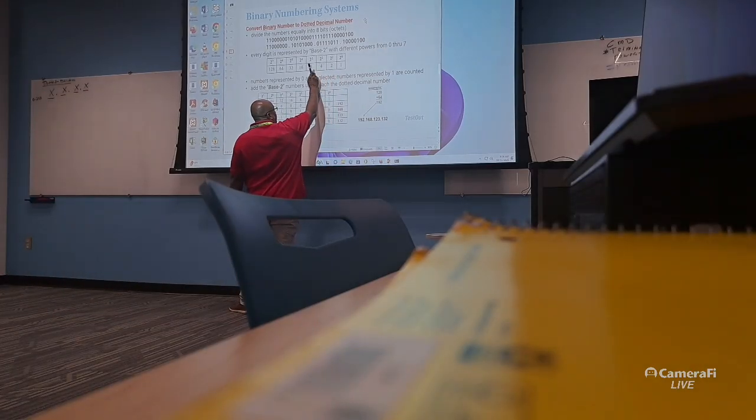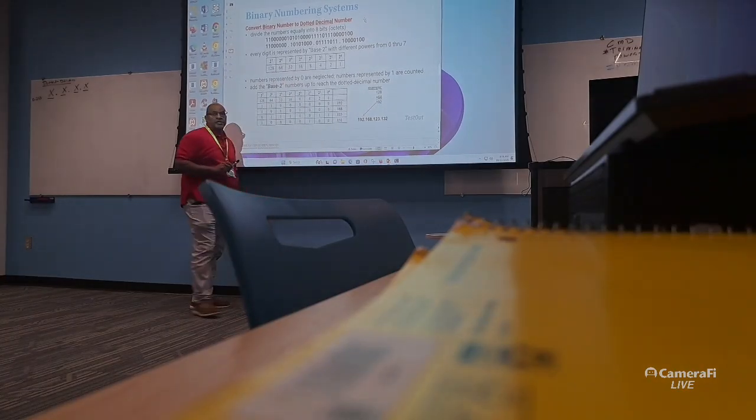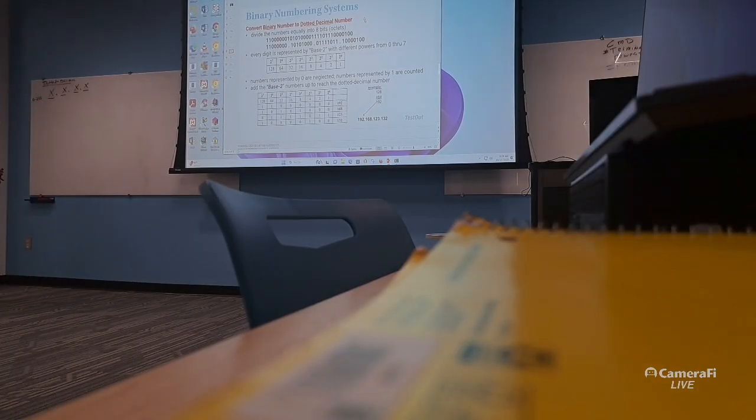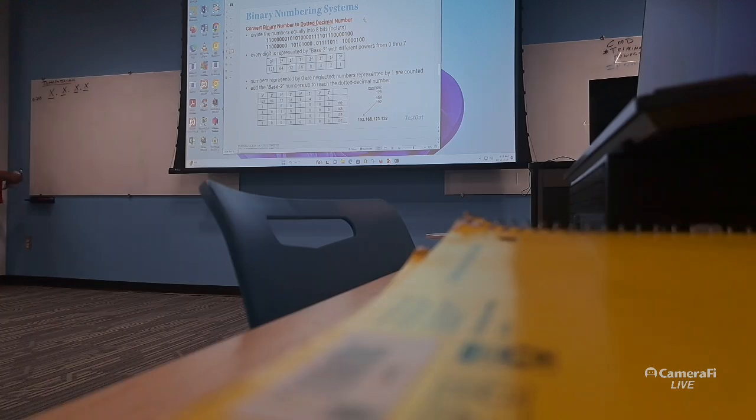1, 2, 4, 8, 16, 32, 64, 128. That's the chart. So the question is, how do I use the chart? Okay. Mr. Darrell said every time you see an X, you use my chart. Use it here, use it here, use it here, use it here. So let's start with this guy right here. Use my chart. 1, 2, 4, 8, 16, 32, 64, 128.